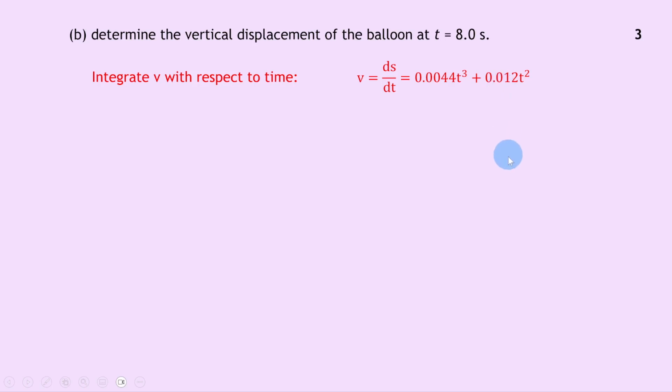our expression for velocity. And now we want to integrate both sides, so we can ignore this v part now because we've got this ds by dt expression for the velocity instead. So integrating this side and this side, we have the integral of ds by dt is equal to the integral of 0.0044 t cubed plus 0.012 t squared dt. So integrating both sides with respect to time here. And we've just used brackets on this side to show that we're integrating both parts of this expression.